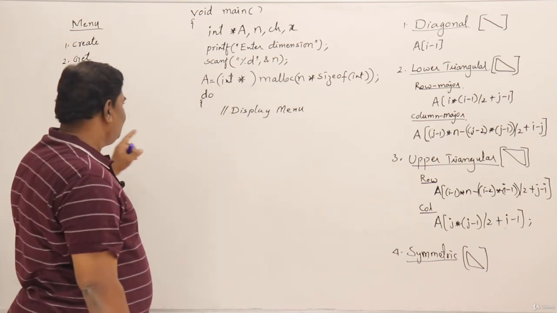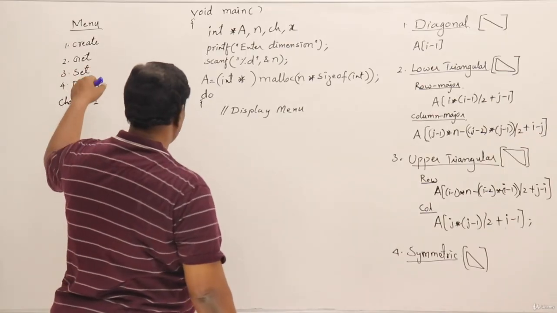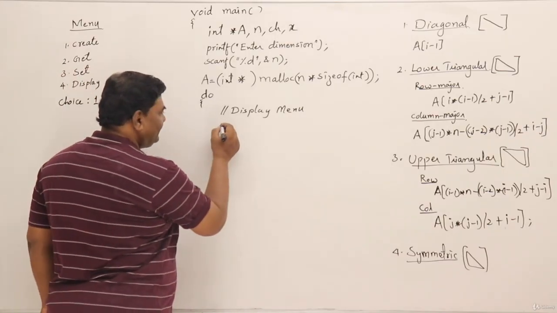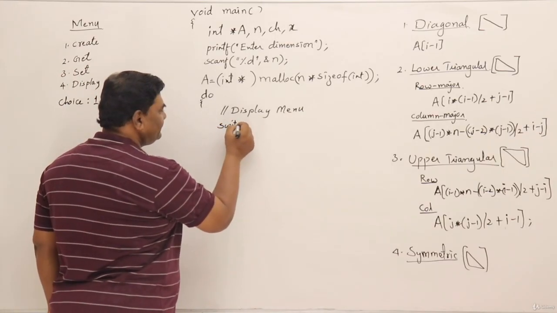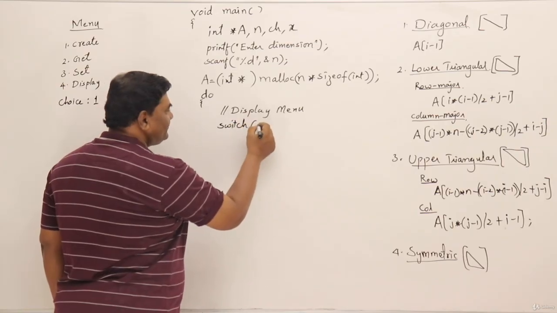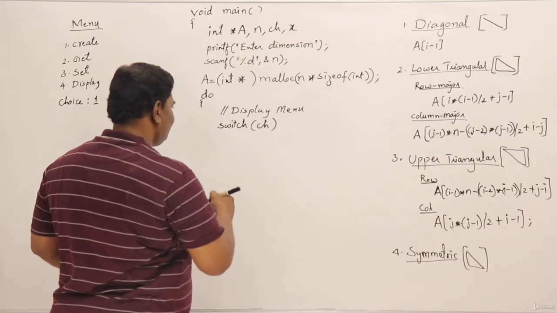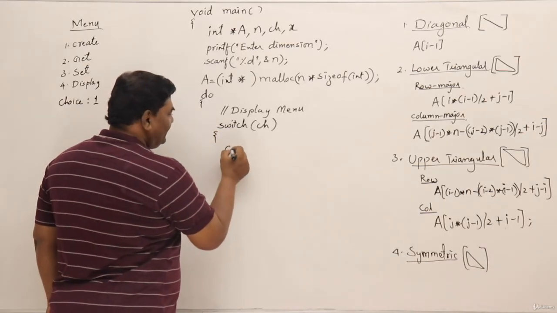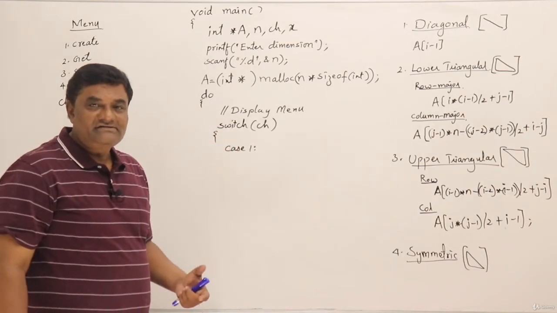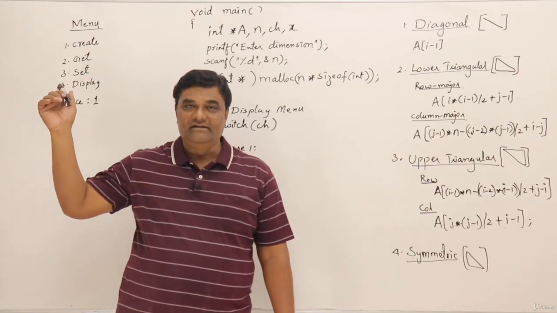Then after taking the menu option, maybe 1, 2 or anything, that can be processed in a switch case. Switch based on the choice that is given. Whatever the choice, suppose we are taking it in ch. Then case 1 is create an array.